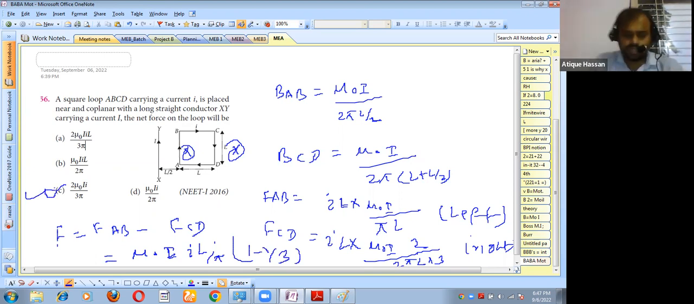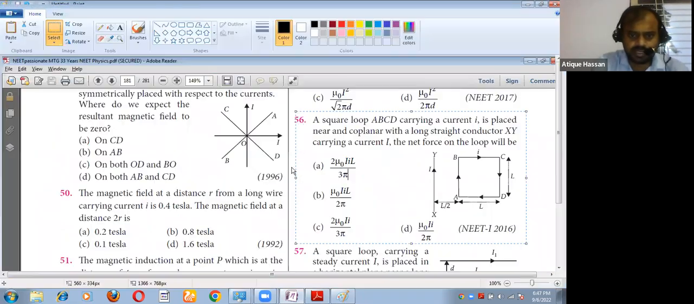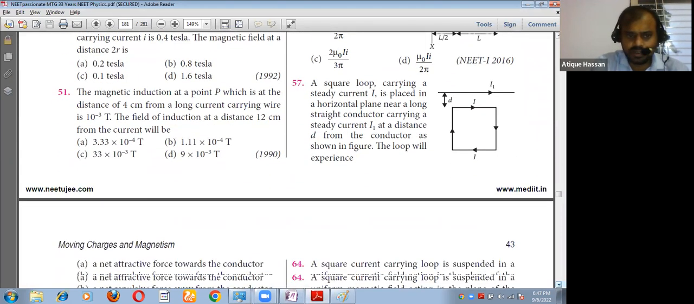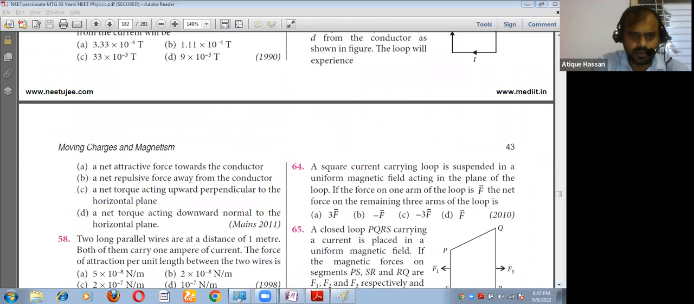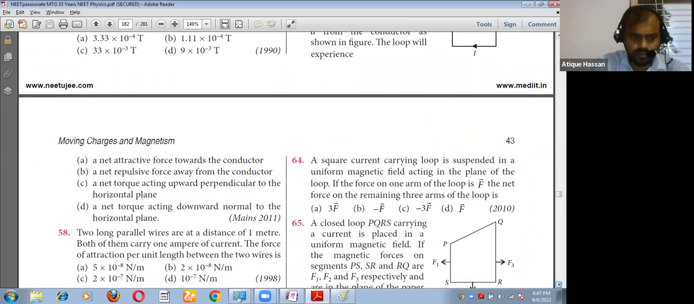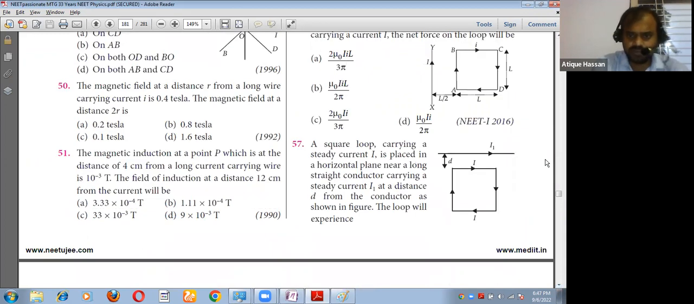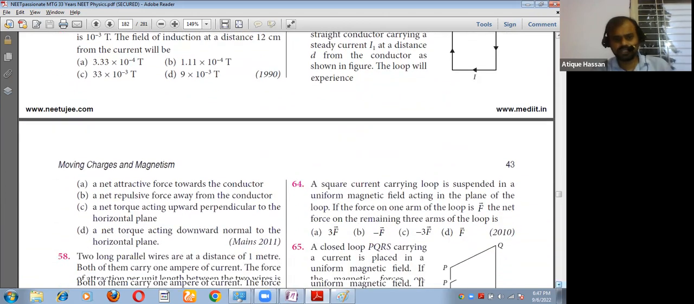So this way we have to calculate the magnetic force on a current carrying wire in presence of magnetic field. This is how the question is asked in the NEET. Same is the question 57, which I will give you in the assignment. Same type of question is this.